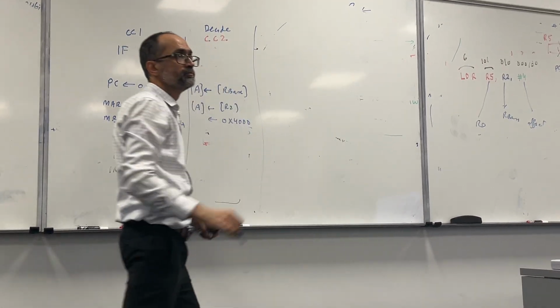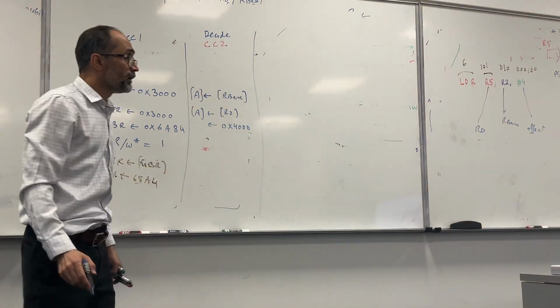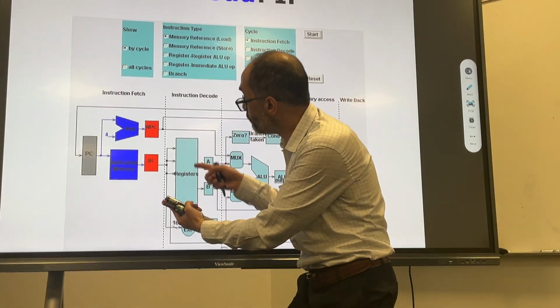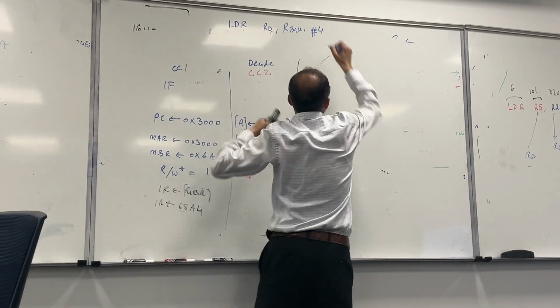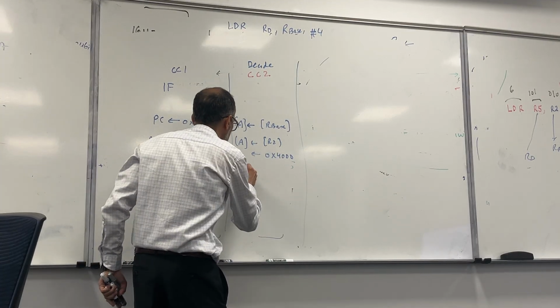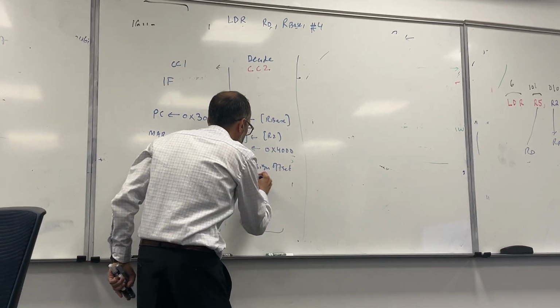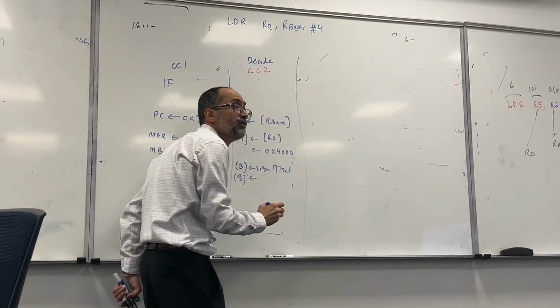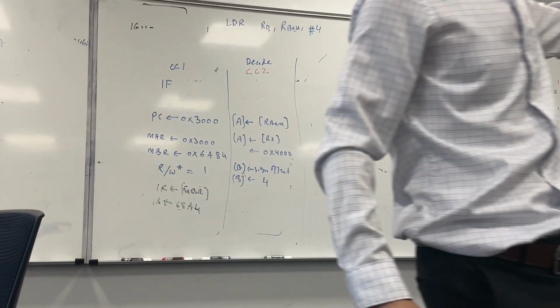Yes, 4000. Any questions? Okay, now in the decode stage, we will load into B. But here in B, we will do the sign extension of the offset. What is my offset here now? #4. So for LDR, B will actually be the sign extension of the offset. And what will be the value of B in this example? #4. Clear or not clear?